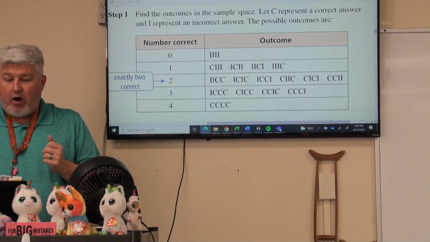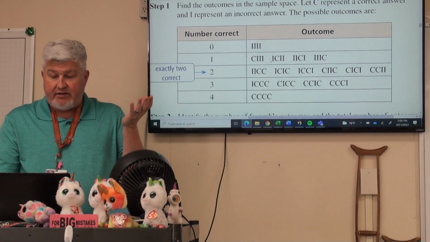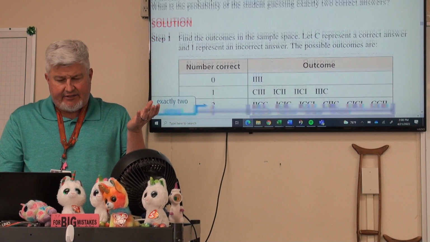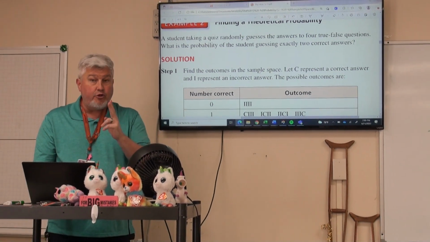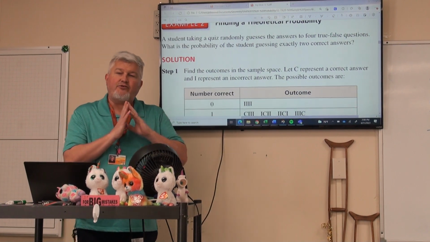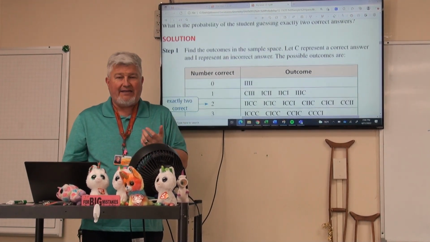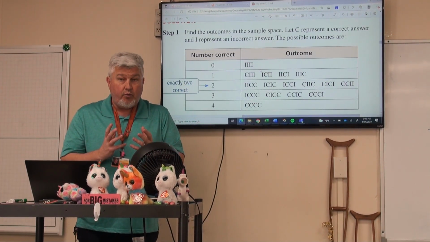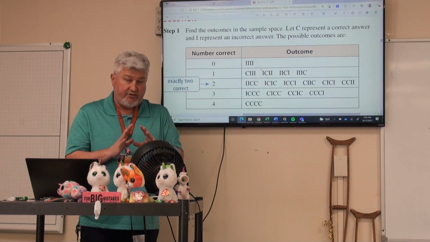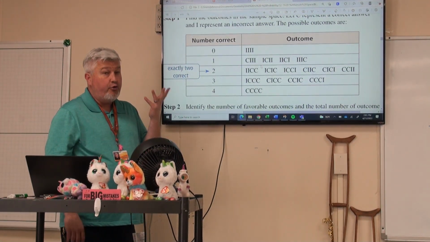What did we say we wanted? Our favorable outcomes were to find exactly 2 correct. What is the probability of the student guessing exactly 2 correct answers? Those are called your favorable outcomes. You need to separate that from the idea that a favorable outcome means you guessed them all correct. Favorable doesn't mean the good ones, it just means what you're looking for as you're studying this. So we're looking for him getting exactly 2 correct.